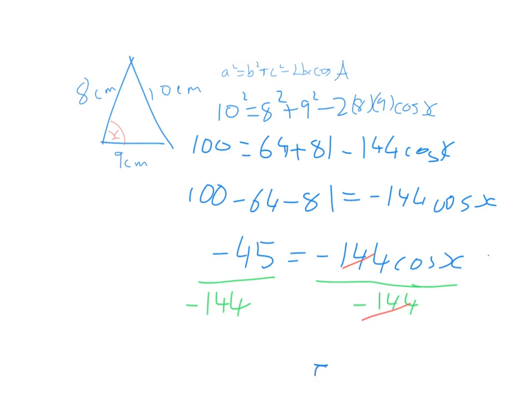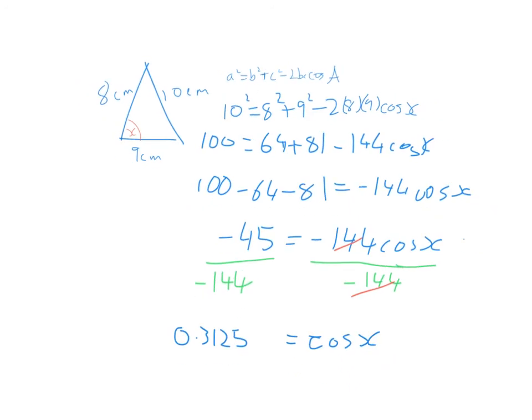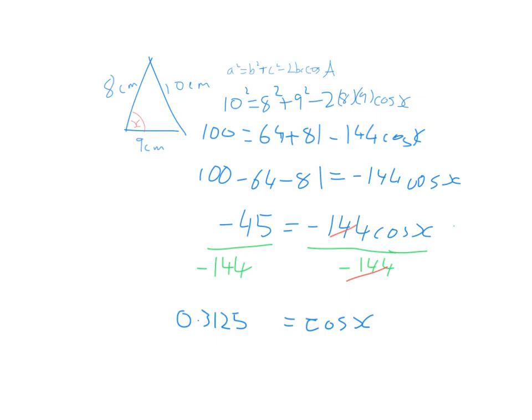And on the left hand side, minus divided by minus gives us a plus. And then 45 divided by 144 gives us 0.3125. Now the very last step that's left here is to try and get rid of cos. So again, we just want to get x by itself. So to get rid of cos, we're going to take the cos inverse of that side. Now the cos inverse of cos x we know is going to cancel out, but we have to take the cos inverse of the other side too.